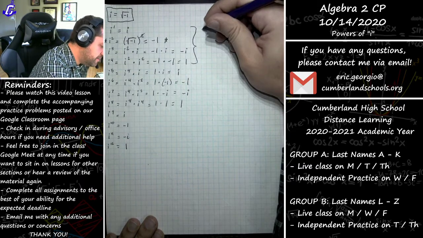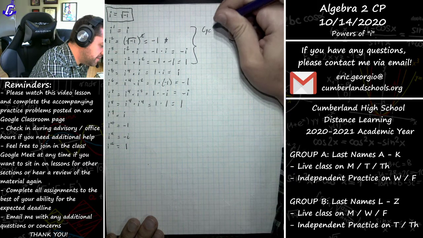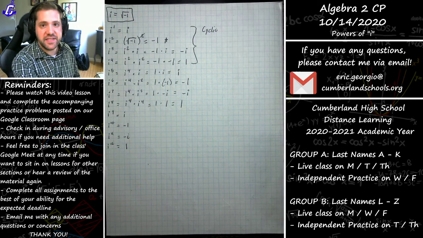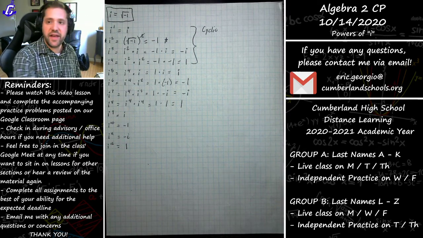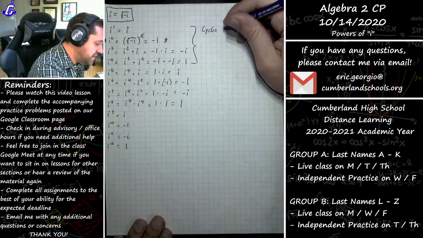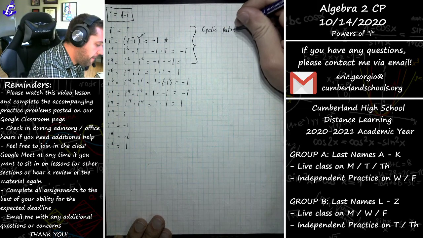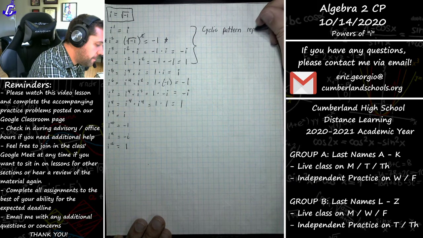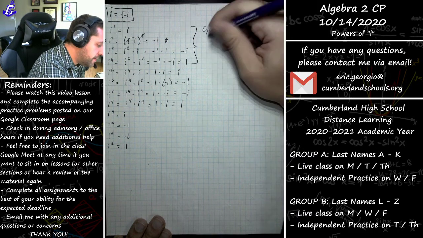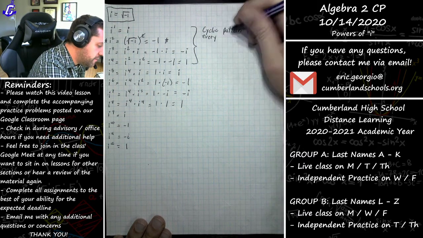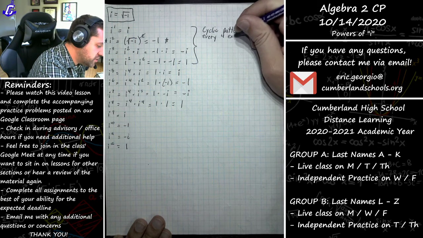So this pattern, what's called a cyclic pattern, not cyclic as in sick, like feeling ill, cyclic as in cycle. This cyclic pattern repeats every 4 exponential powers.